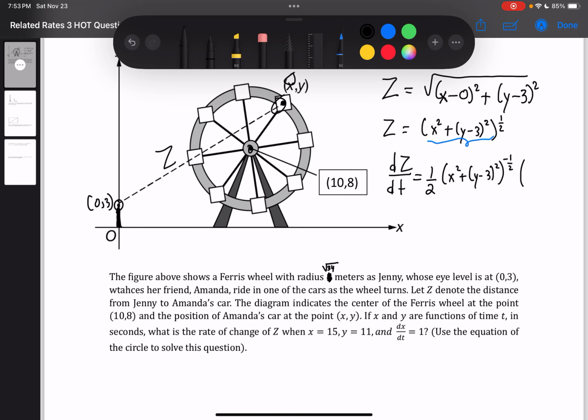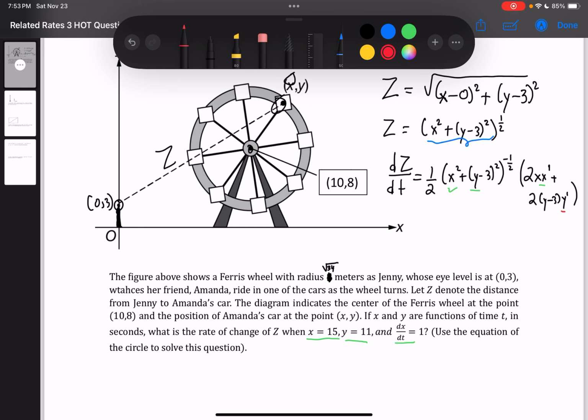So inside, the derivative is going to be 2x x prime plus 2(y minus 3) y prime. Now, this is basically going to be our dz over dt. Now, if you look over here, we have our x, since they gave us that x is equal to 15. We have our y, which is basically equal to 11. And we also have our dx over dt, which is basically equal to our x prime. But now we need to find y prime.